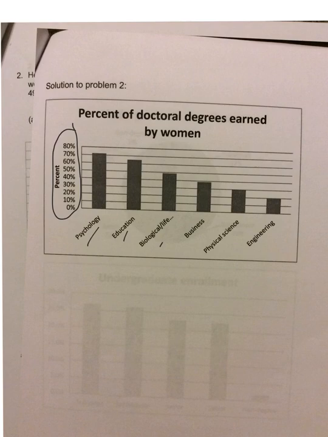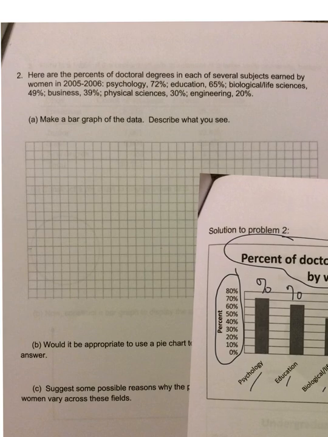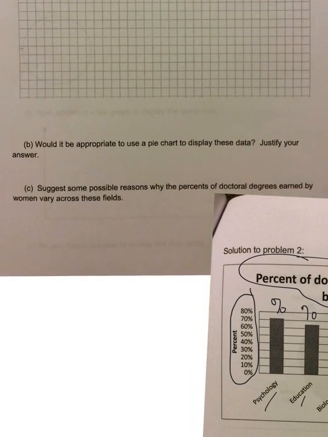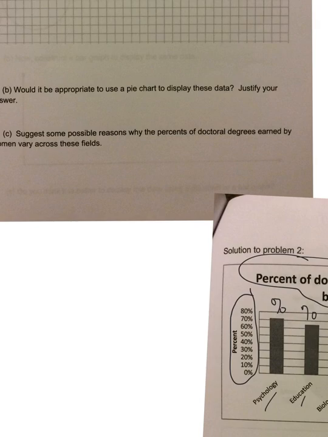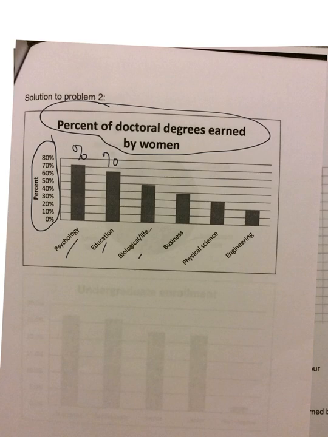All right. And then what would really have been nice is if we could have put the percent above each one. That's what I'd really look for. And of course, look for your title in this. And in this case, a couple of the questions were, would it be appropriate to make a pie chart? The answer would be no, because these add up to more than 100%. And then also the last question is, suggest some possible reasons why the percent of doctoral degrees earned by women vary across the fields. Well, if you look at all these degrees, that means women have a variety of likes and dislikes. So that's why it's such a varied response to the question.